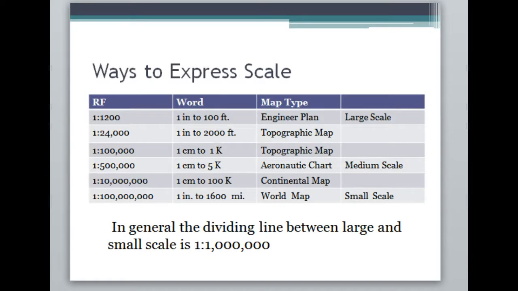But when you look at them in types of maps, the largest scale would be an engineering plan. So not a lot of reduction. 1 foot equals 1,200 feet. Or in a word scale, this would be 1 to 100.